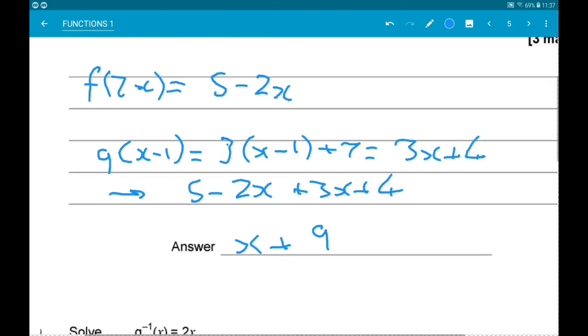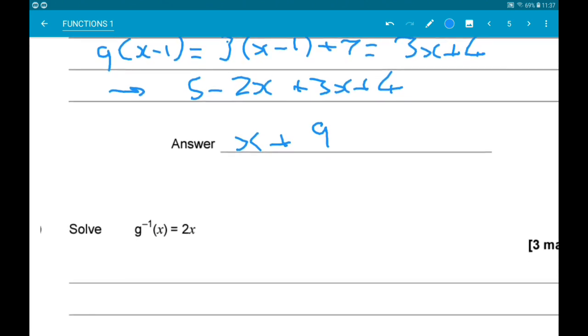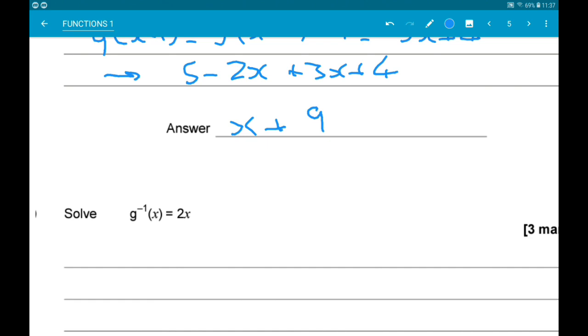Okay, then part B wants us to solve g inverse is equal to 2x. So, to be able to do this, we are going to need to find the inverse g function. So, g of x, so I'm just going to call g, is equal to 3x add 7.